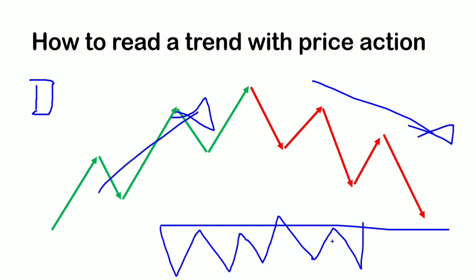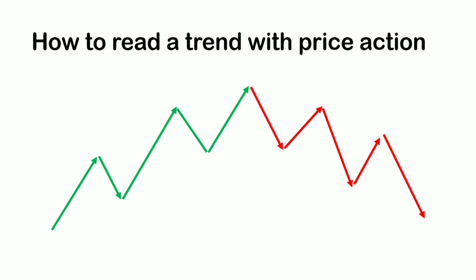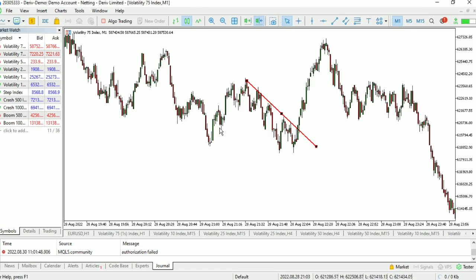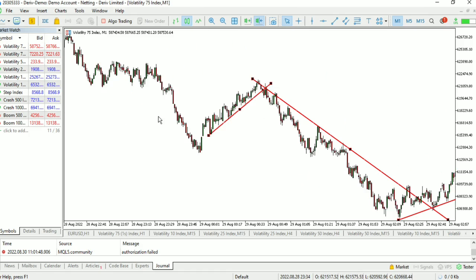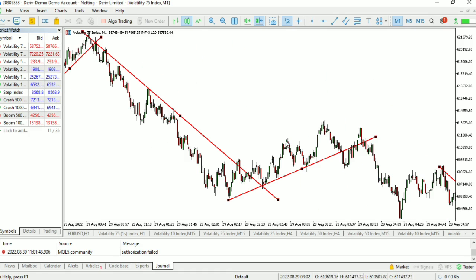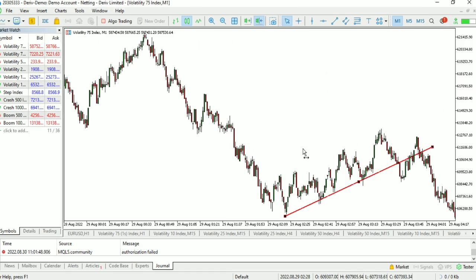Right, so I'm going to show you how to trade in the uptrends. What are the best ways to trade in uptrends, and also what are the best ways to trade in downtrends, and also what are the best ways to trade in sideways trends. So let's go into the market and I'm going to show you here how to read a trend based on price action.